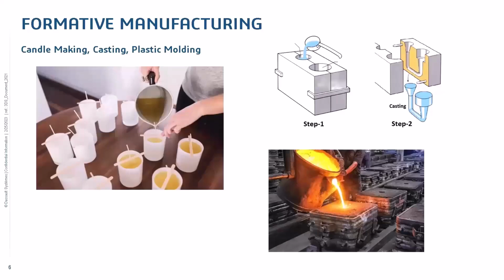The similar manufacturing example that we have in the industry is known as casting. Here you can see hot molten metal being poured into the mold, which is nothing but similar to candle making, but at an industry level. So this is known as the casting process. And one more we have is known as plastic molding, for plastic parts.